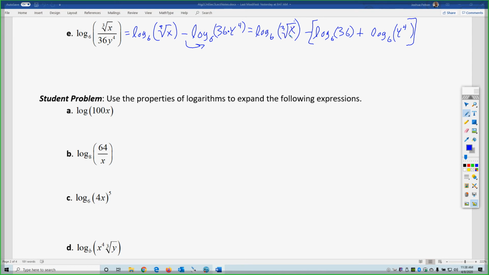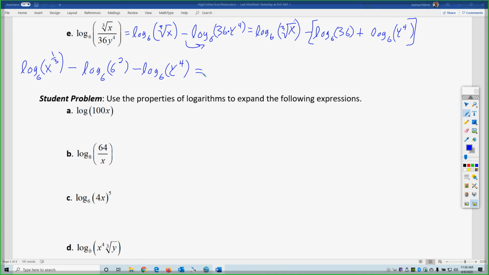So we'll just do some simplification now, which is not one of the things, but you always should simplify first. This is log of x to the 1/3 base 6 minus log base 6. I'm not making very good thirds today. Okay, 36 is 6 squared minus log base 6 of y to the fourth. Okay, so we did some simplifying, distributed the negative and got rid of the radicals into exponents.